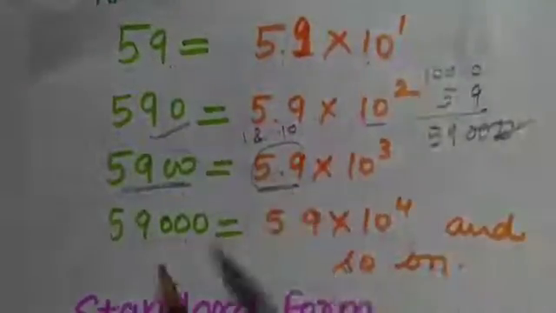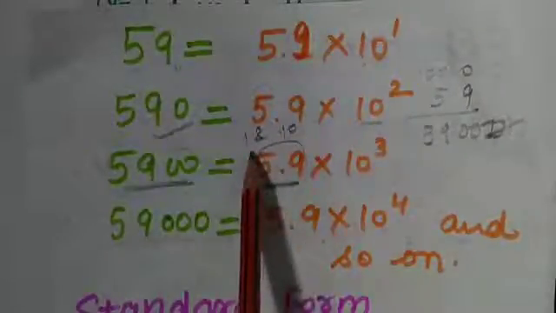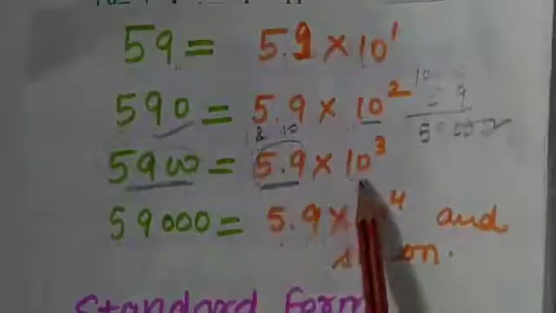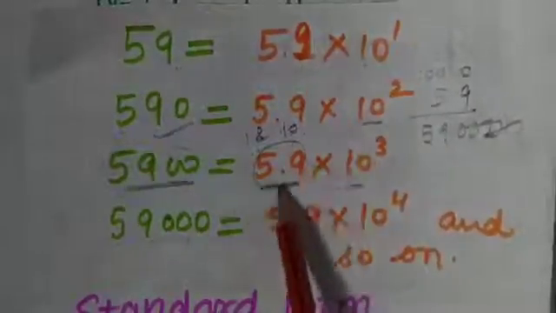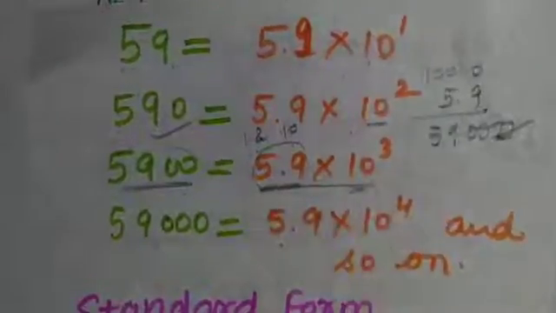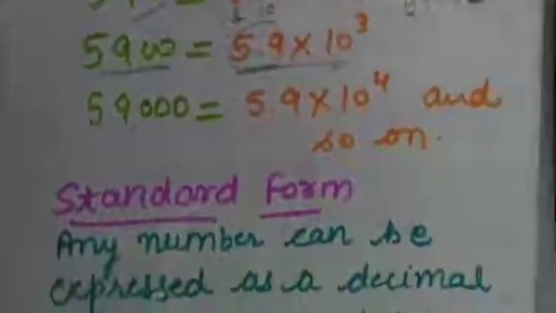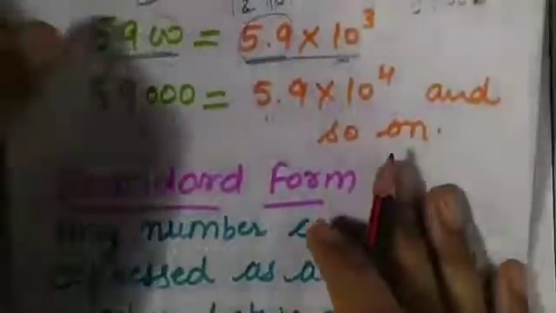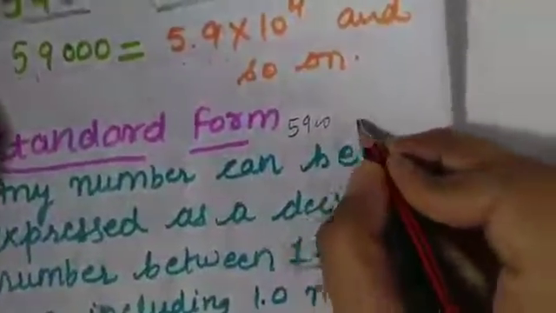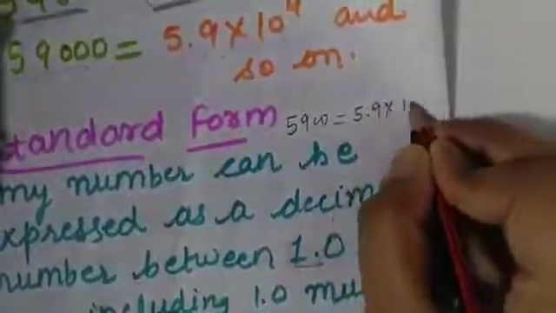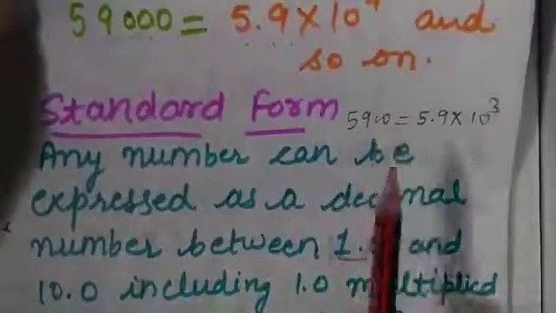Whenever we are expressing any number between 1 and 10 and including powers of 10, then we can say that that is known as the standard form of the number. Okay, again I am explaining. So let us write an example for explaining. 5900 can be written as 5.9 into 10 to the power 3.